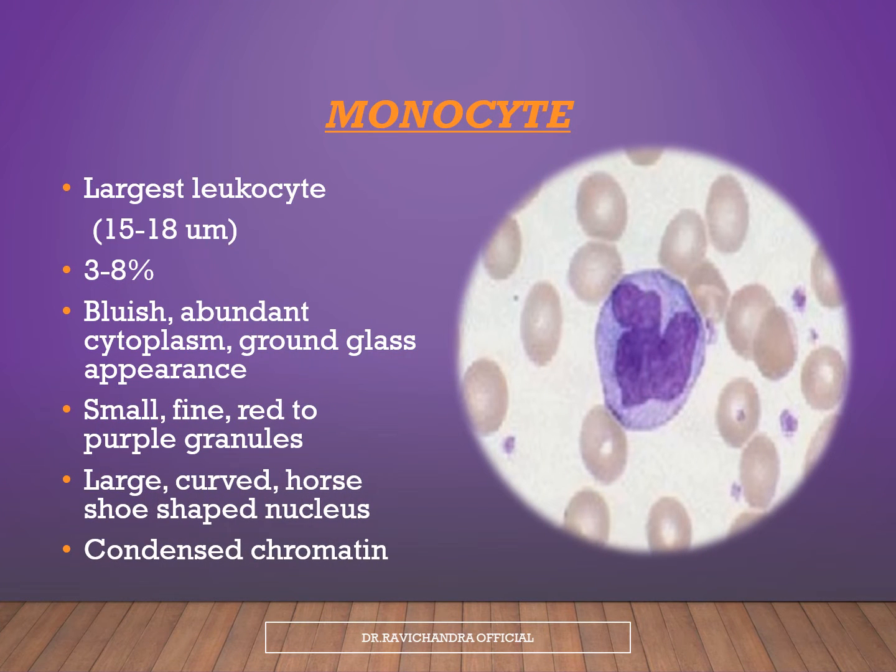Now coming to agranulocytes. Monocyte is the largest leukocyte, of size 15 to 18 microns, and its percentage is around 3 to 8. They have a ground glass appearance with bluish abundant cytoplasm, and granules may sometimes be present. They are small, fine red to purple granules in a few monocytes, and the nucleus is horseshoe shaped, large and curved, and the chromatin is condensed.